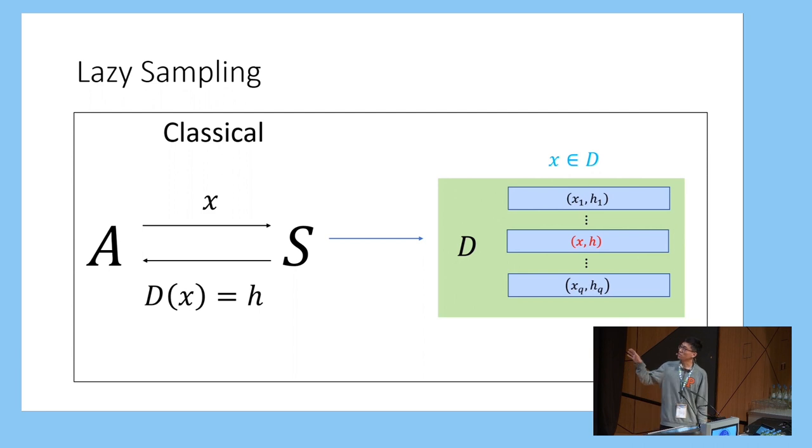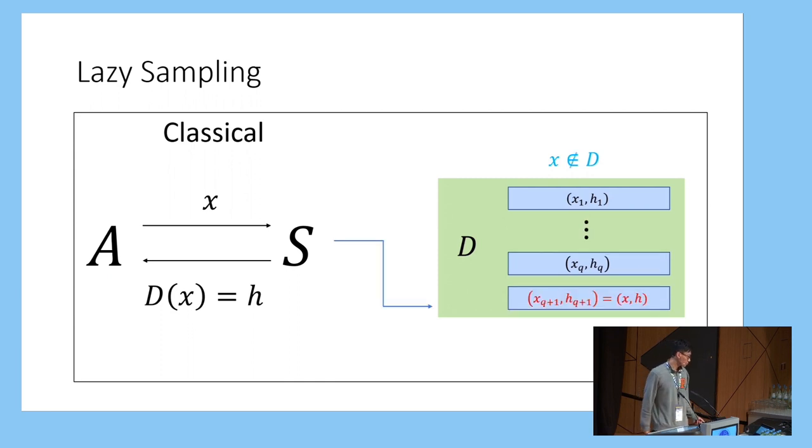If x is in the database, let's say there's an entry x, h in the database, the simulator just returns h. If it is not in the database, the simulator just draws uniformly at random an h, inserts x, h in the database and returns h. And it's easy to see that the behavior of the simulator or a random function H are identical from A's view.